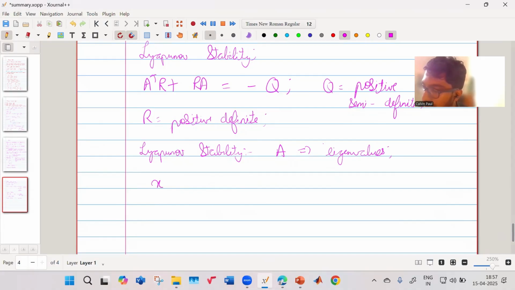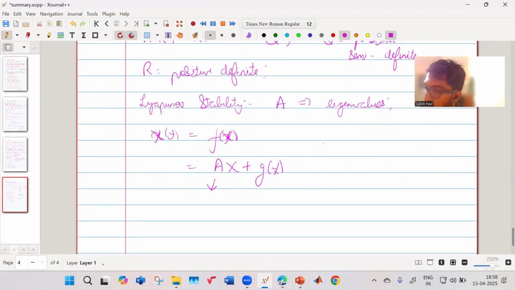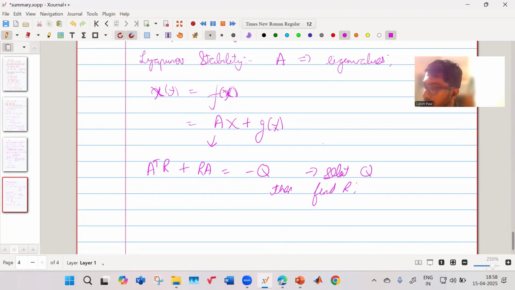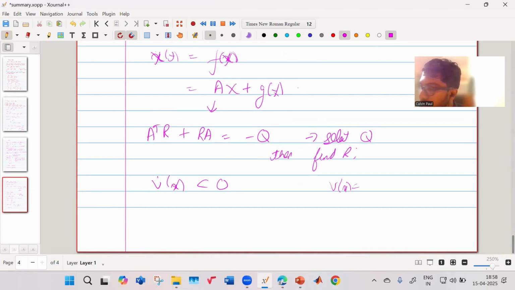So what is said is we have x dot of t is f of x. Let us use capital X because it's a vector. What they do is they linearize it, so they make it A into x plus g of x. They write it in this form, and this A matrix they use. Then they find, using A transpose R plus R A is equal to minus Q. They select a Q first, then they find R. Since they have to prove V dot of X is less than 0, what is my V of X? V of X is X transpose R X, right? Then they compute V dot of X and get the expression, and then they impose the condition that it should be less than 0. So this depends on the choice of Q. Depending on the choice of Q, you can get a range of stability.